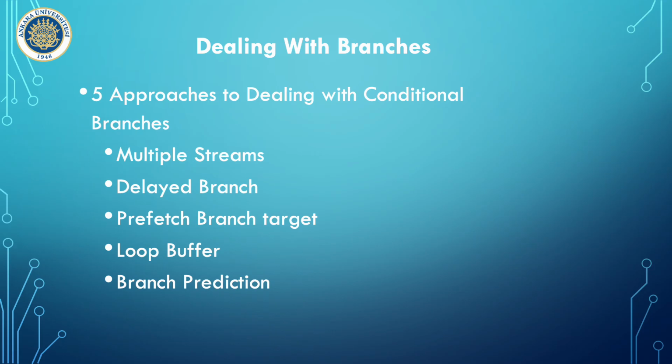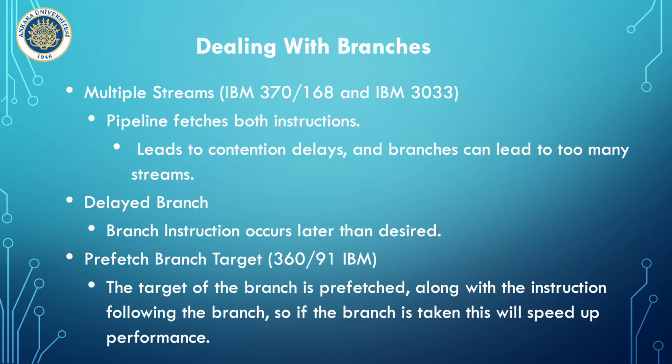In this slide, I listed five main approaches to dealing with conditional branches in a pipeline. These are multiple instruction streams, delayed branching, prefetching the branch target, loop buffers, and branch prediction. Multiple streams means that the pipeline fetches instructions along both possible paths of the branch, trying to stay ahead regardless of the outcome. However, this can lead to resource contention and is difficult to scale.